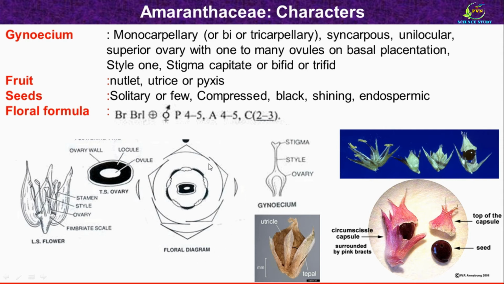This is the floral diagram of an Amaranthaceae family member where we can see this is the mother axis. Then these are the bract as well as the bracteoles. Then these are the tepals of perianth. Then this is androecium and this is gynoecium in the center with unilocular ovary.